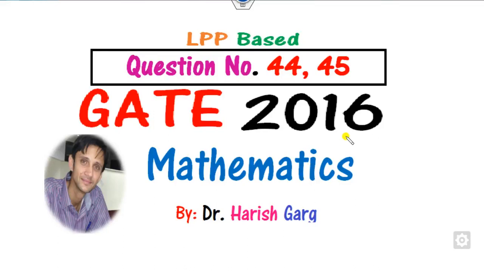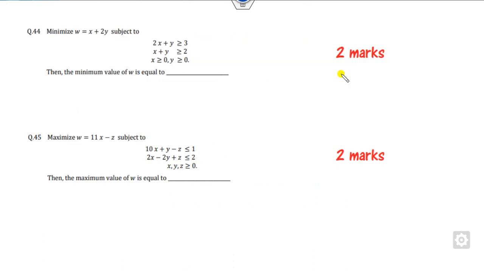Hello everyone, welcome to this GATE 2016 mathematics exam. Today we will discuss how you can solve these LPP based questions, which were asked as question numbers 44 and 45. These are 2 marks each, so you can easily get 4 marks within a few minutes. You can try to learn that trick. What do question numbers 44 and 45 tell you?